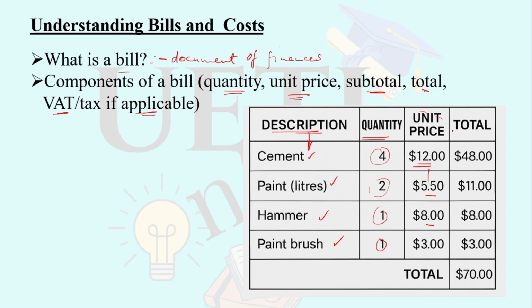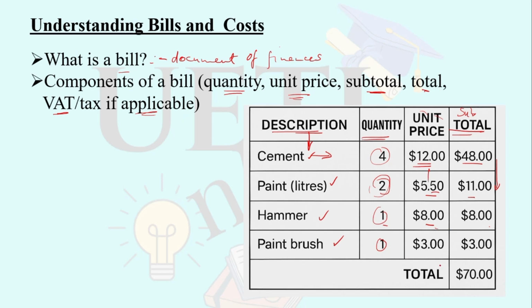Then here we have a total. This is what we call a subtotal. This is the total of all the cement you bought. It is found by multiplying this and this to get this one. Then it goes down here. We multiply this and this to get this, then multiply this and this to get this. This is what we call the subtotal.